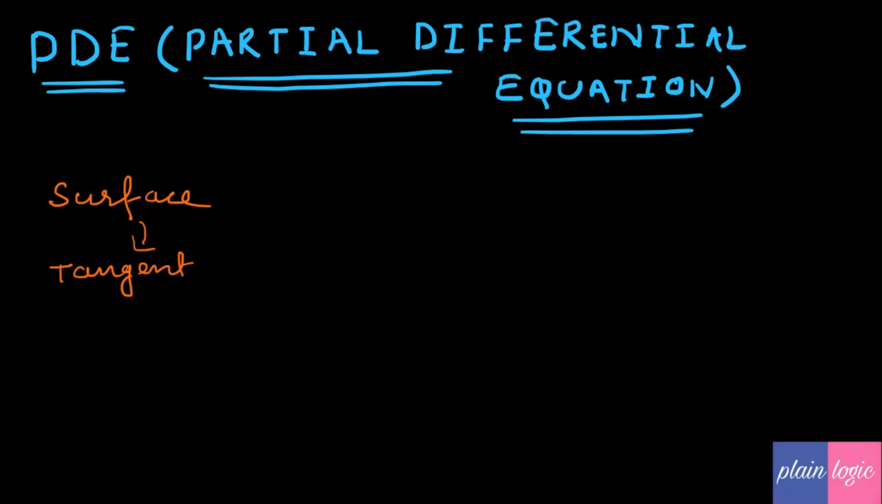Now we have surface and tangent, and a perpendicular to the tangent at a point was like p, q and -1. Here this p is called del z upon del x and q is called del z by del y, where z is a function of x and y.